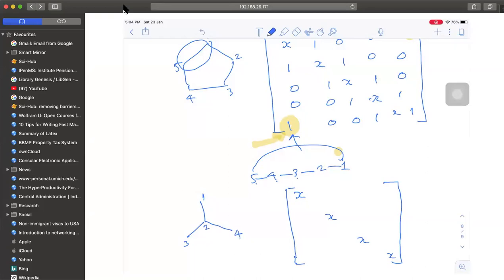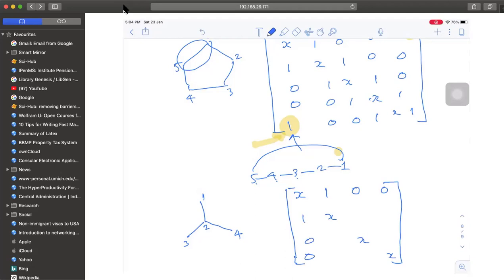1 and 2 are neighbors, so you will get 1. 1 and 3, oh no, sorry, that is not correct. 1 and 3 are not neighbors. Yes, sir. You get 0. 1 and 4 are not neighbors, so therefore you will get 0. So therefore you will get 1 here, 0 there, 0 there.